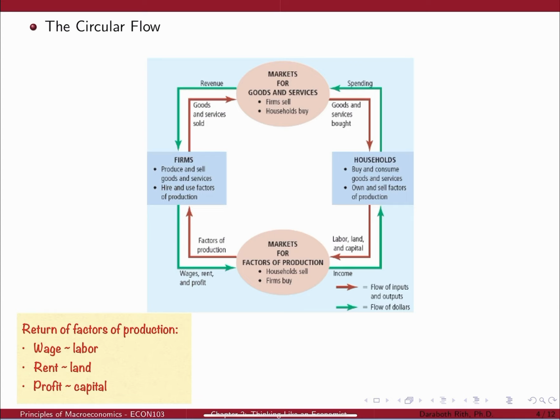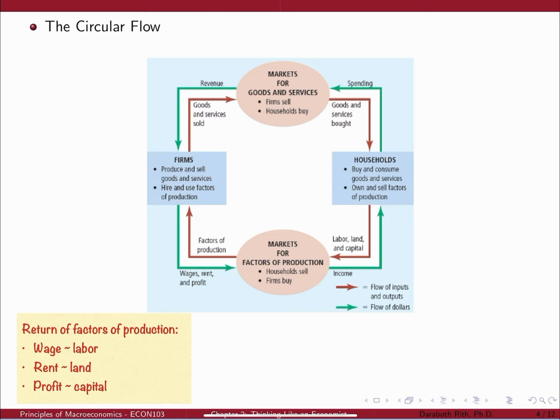Now let us look at the circular flow that represents the simple model of the economy mentioned earlier. The inner or red loop represents the flows of inputs and outputs between households and firms. The outer or green loop represents the flows of dollars between households and firms. This is how the channel works between the two economic agents, households and firms, that operate the two markets for goods and services and factors of production.